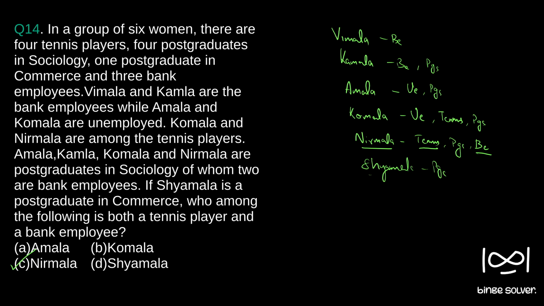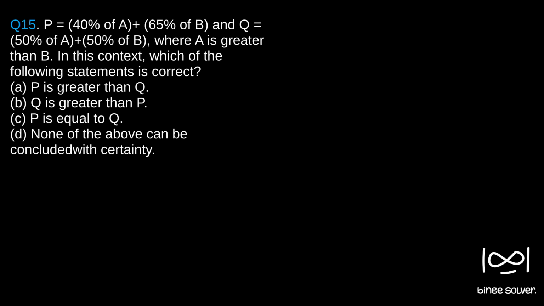Next question, question 15. P equals 40% of A plus 65% of B and Q equals 50% of A plus 50% of B, where A is greater than B. In this context, which of the following statements is correct? Four options are given: P is greater than Q, Q is greater than P, P is equal to Q, none of the above can be concluded with certainty.